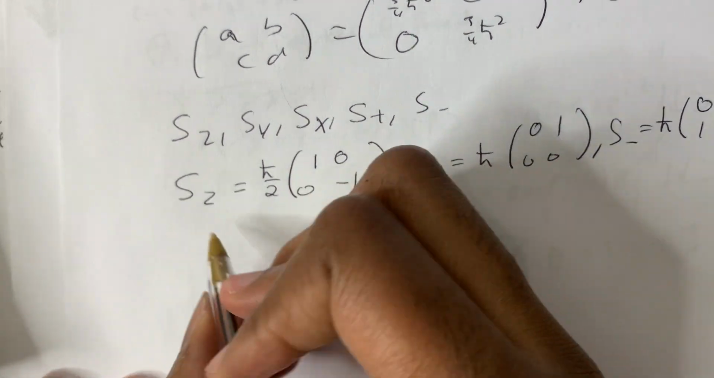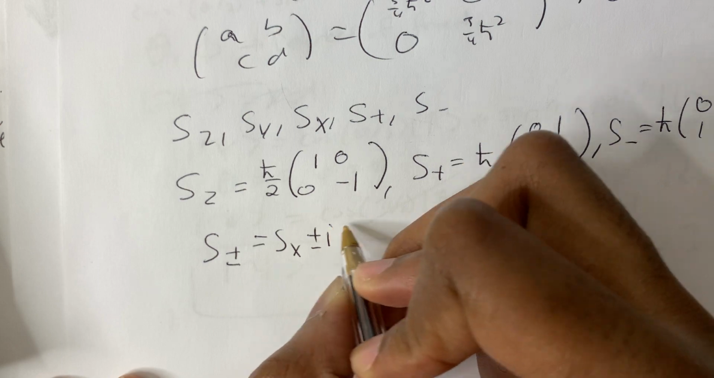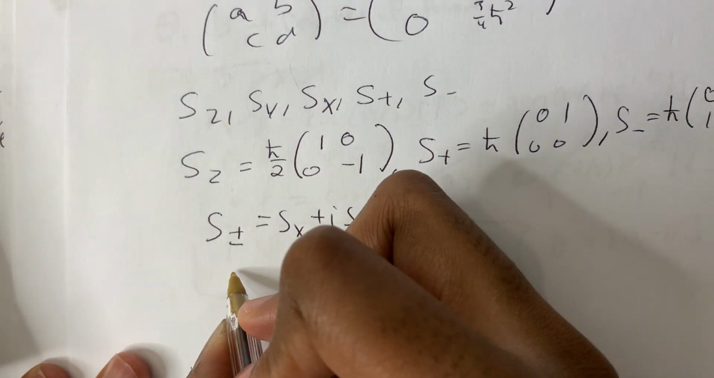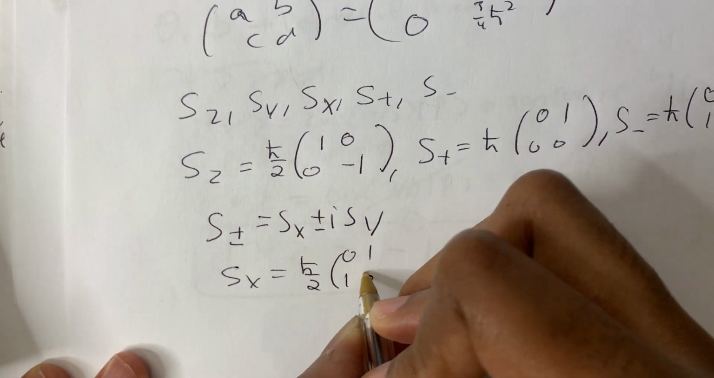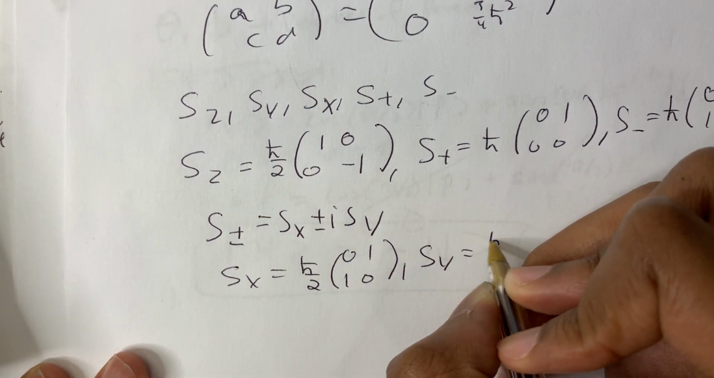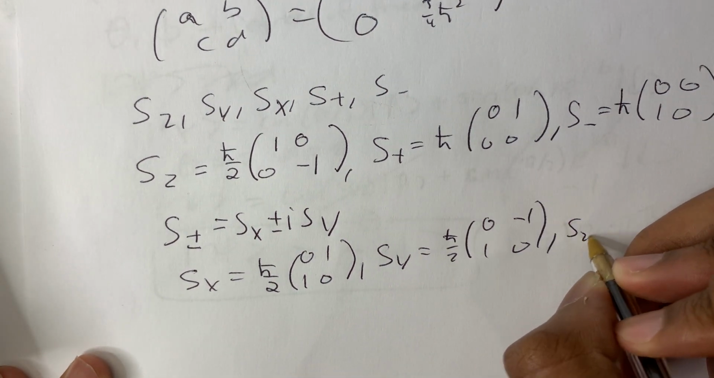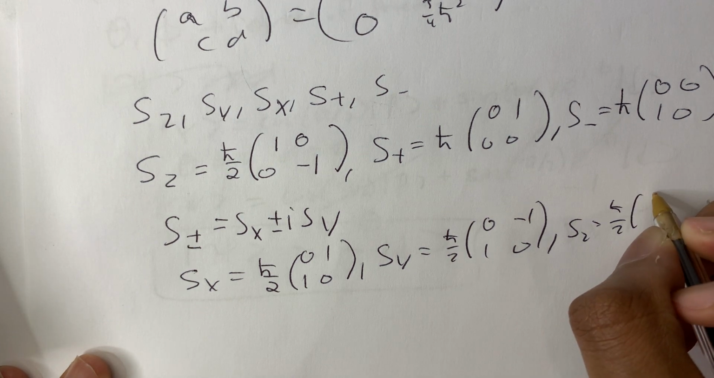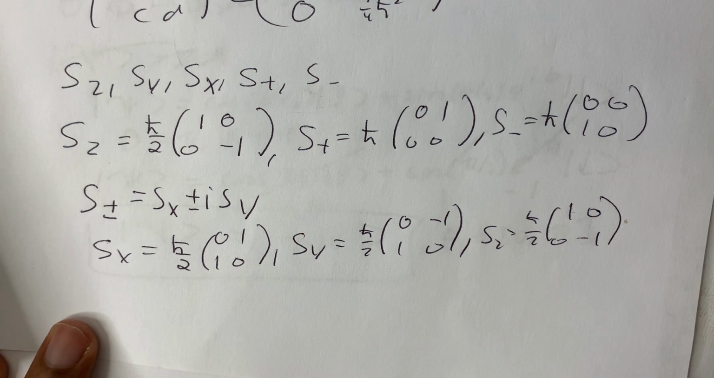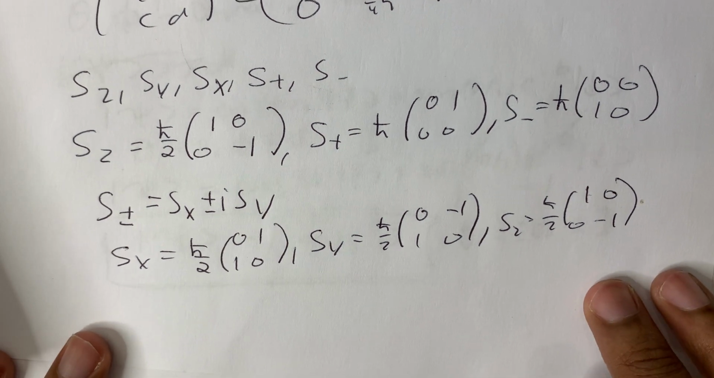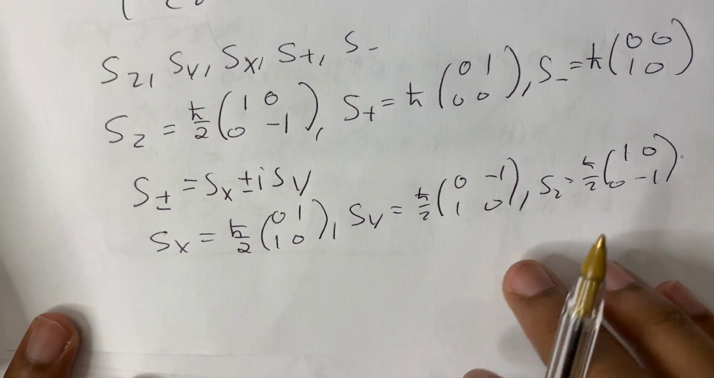And now we use the property that S plus or minus is Sx plus or minus i Sy, which means that Sx is going to be h bar over 2 times 0, 1, 1, 0. Sy is going to be h bar over 2 times 0, minus i, i, 0. And Sz is going to be h bar over 2 times 1, 0, 0, minus 1. And by the way, I did not memorize this. I have a sheet right next to me, because no one remembers all of these matrices, except like Dirac or Pauli.